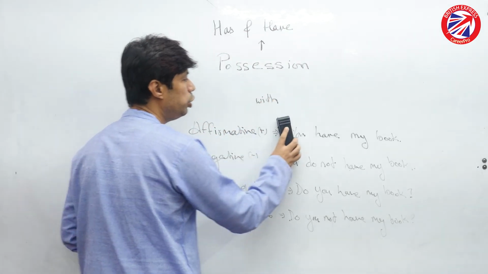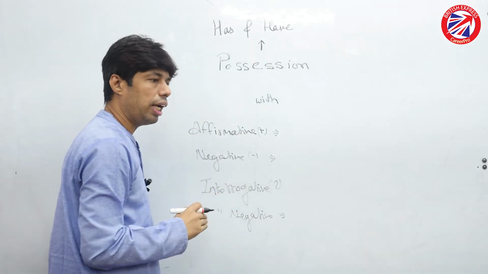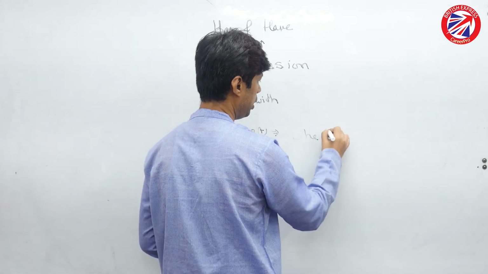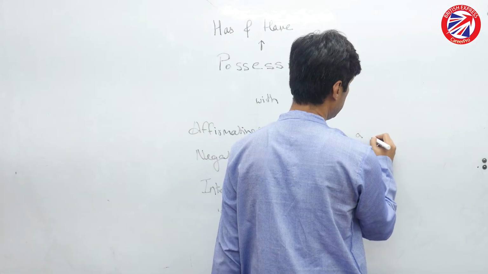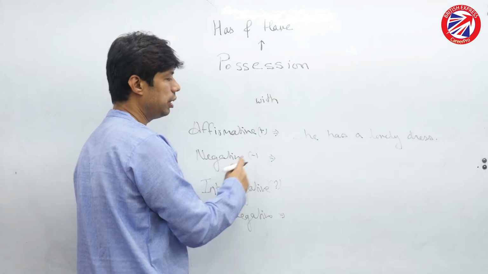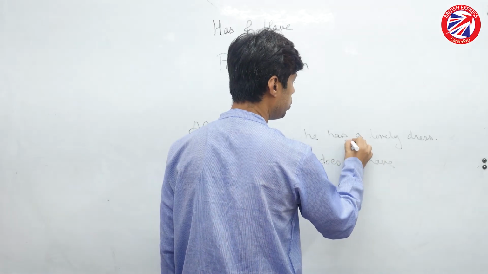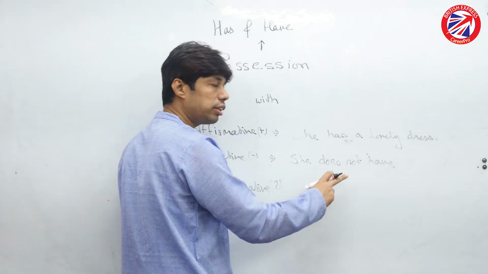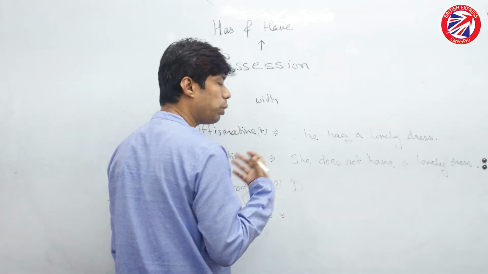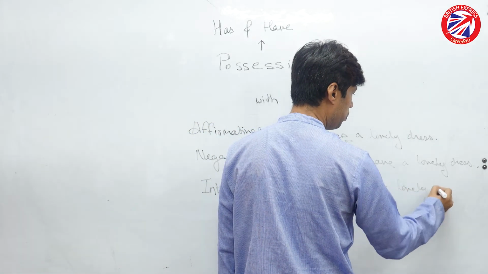Next, we will see the use of has, and you'll be surprised how this has will change into a have. Let's start with the first sentence, affirmative. She has a lovely dress. If I have to talk about the negative, she does not have. Mind you, as I told, the has will change into a have. She does not have a lovely dress. If I have to ask a question, that's interrogative. Does she have a lovely dress?